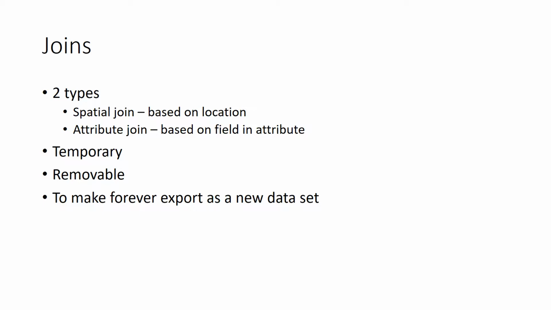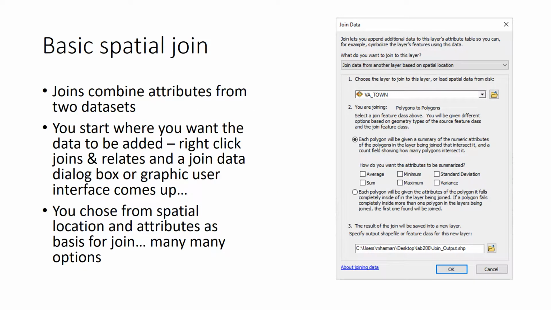Okay, spatial joins is what we're going to work with here today. Spatial joins is unique in that, unlike the temporary and removable attribute joins, spatial joins creates a brand new data set for you. And then if you make an attribute table, you have to export it to make a new data set. And we'll talk a little bit more about that, but we're going to run through the process of how this all works. So what's a basic spatial join?